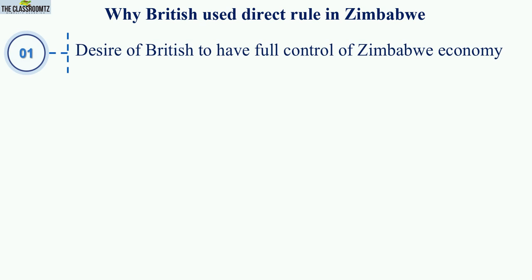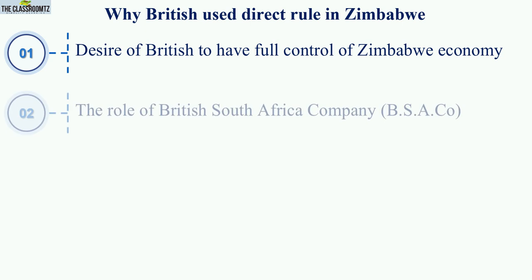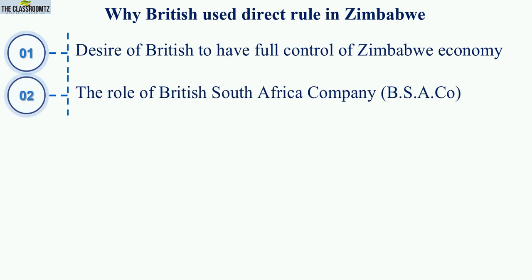Why? The desire of the British to have full control of the Zimbabwe economy. Zimbabwe was blessed with very gifted land, a very big size of land and fertile land. So to have control of that land, the British opted for direct rule. The role of the British South Africa Company, BSAC, and Cecil Rhodes: that company played a great role in gaining direct control of the colony.